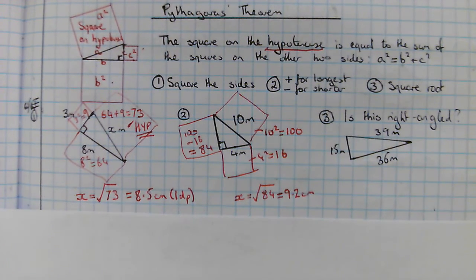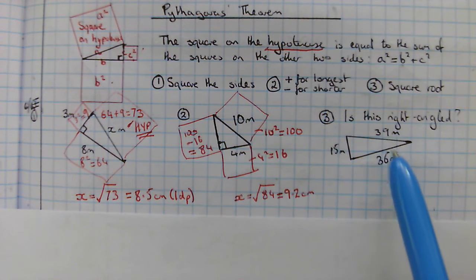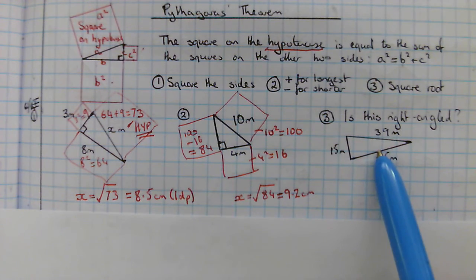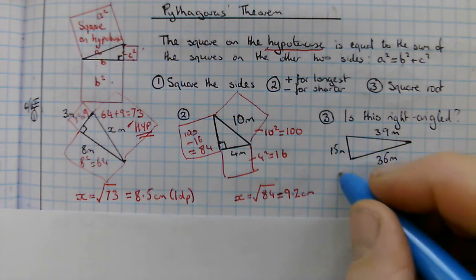Okay, the last question is a bit more difficult. It's asking us whether or not it's right-angled. If it is right-angled, then the hypotenuse would have to be the longest side, so this would have to be the longest side. So if it's right-angled, then Pythagoras' theorem works. So let's see whether or not Pythagoras' theorem works.